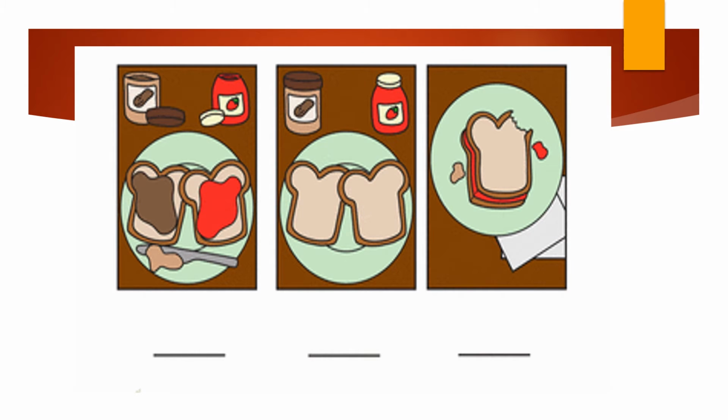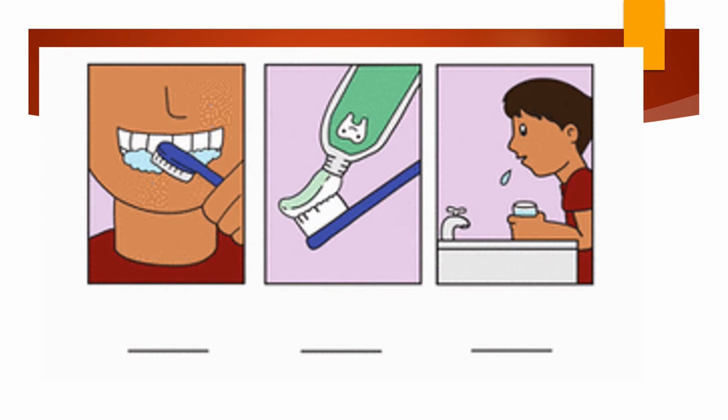Now, if we want to make a peanut butter and jelly sandwich, what do we need first? First, we need bread, and the jelly, and the peanut butter. Next, what do we do next? We spread the jelly and the peanut butter. And last, we eat the sandwich. First, we need bread, jelly, and peanut butter. Next, we spread the peanut butter and the jelly. And last, we eat the sandwich.